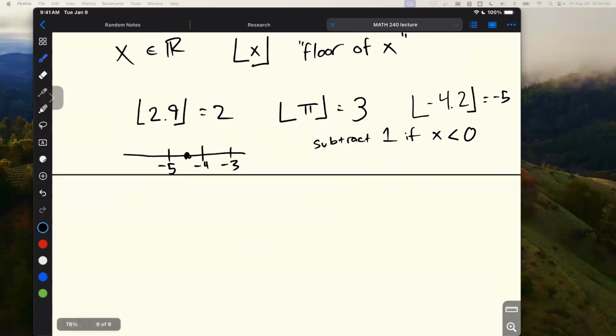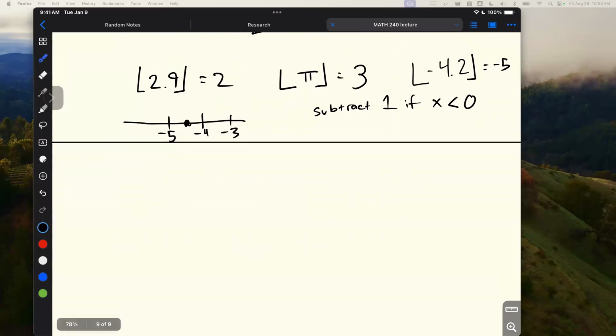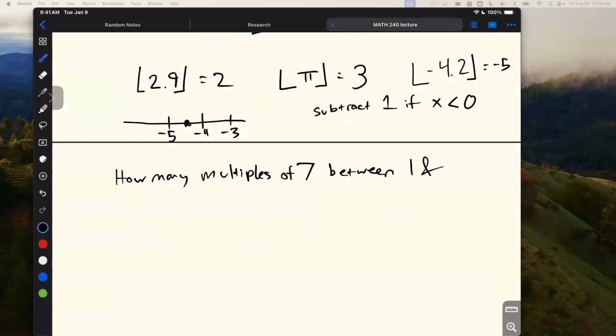One of the questions that they ask is, consider the problem of finding the number of multiples of 7 between 1 and 100. So we could go through and we could count them all, but I don't like the sound of that. So the other way is to do division, where we divide 100 by 7.